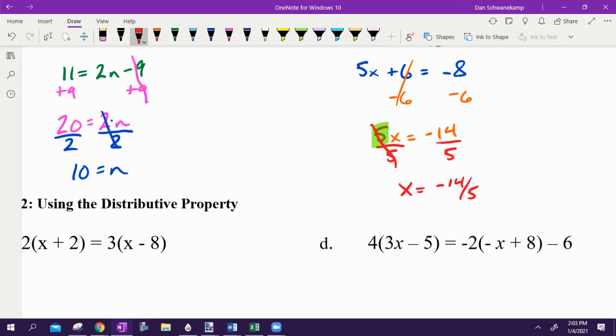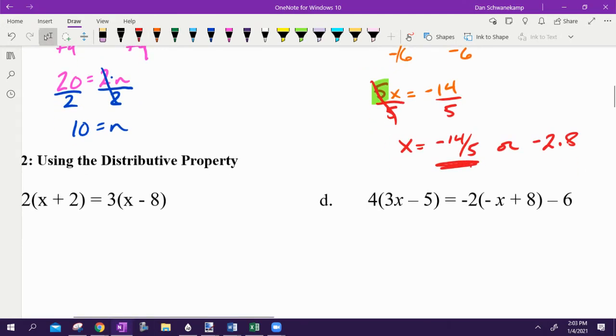You can leave it just like that. If you have a calculator out and you want to get a decimal, you can. Take 14 divided by 5 in your calculator. You get negative 2.8. But you don't have to do that. Leaving it in fraction form is perfect. Let's keep going.